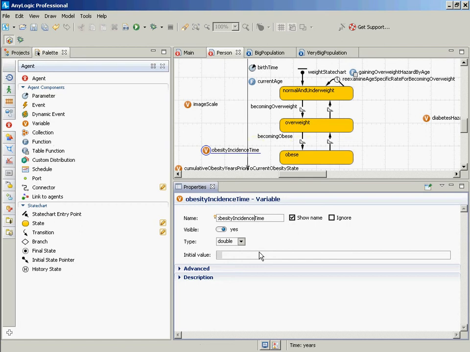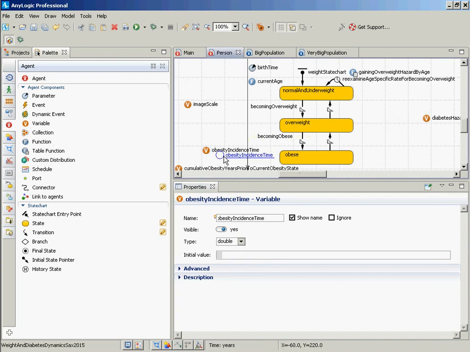Beautiful example of cross-disciplinary collaboration. Obesity incidence time. Oh, yeah. Okay, and now, ladies and gentlemen, we need one more thing. One more. And this is, oh, it's beautiful.